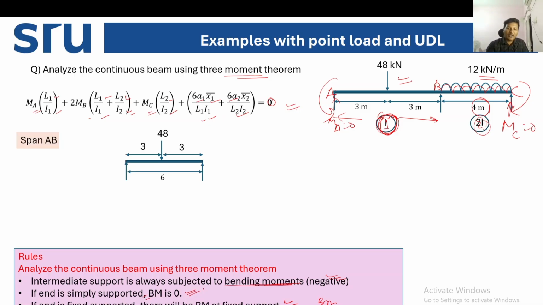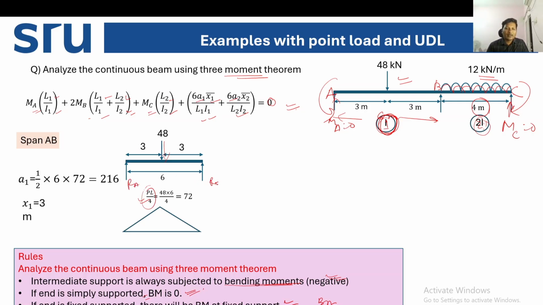Now consider span AB. How do we draw the free moment diagram of span AB? The point load is at the center, so which formula will apply? PL by 4. If you don't remember this formula, you can calculate the reactions RA and RB by taking moments about A equal to 0, then calculate the moment at the center as RA into the perpendicular distance. So the final formula is PL by 4.